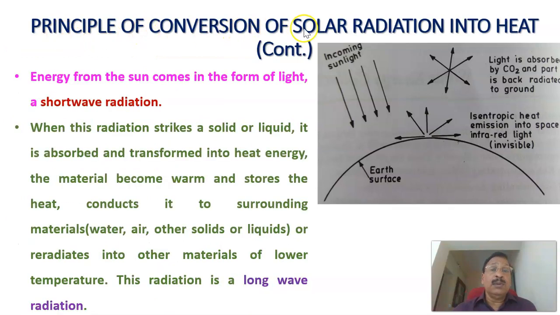Continuing the principle of conversion of solar radiation into heat, energy from the sun comes in the form of light as a short wave radiation. The wavelength is small, and short wave radiation is hitting. When this radiation strikes a solid or a liquid, it is absorbed and transformed into heat, and the material becomes warm and stores the heat and conducts it into surrounding material, that is water, air, and other solids or liquids, or re-radiates into other materials of lower temperature.